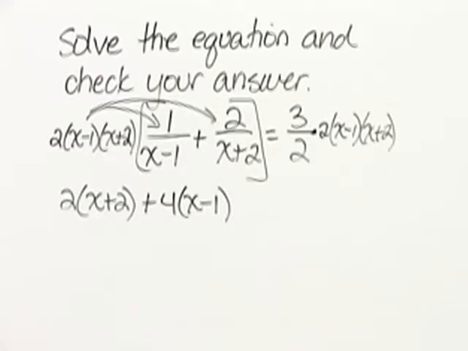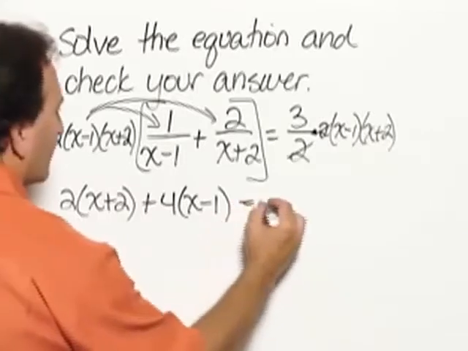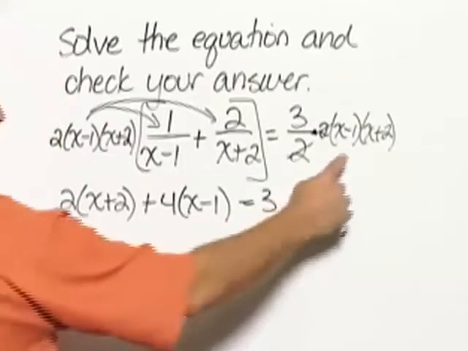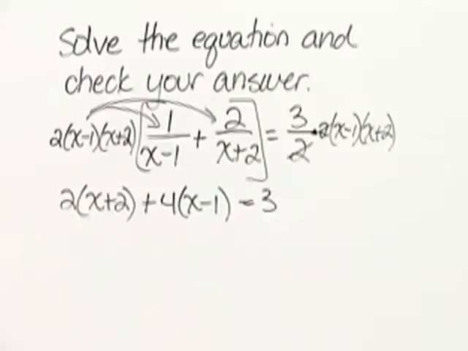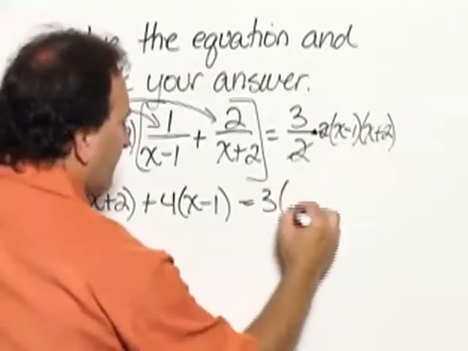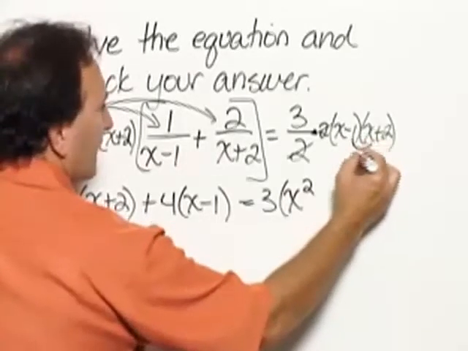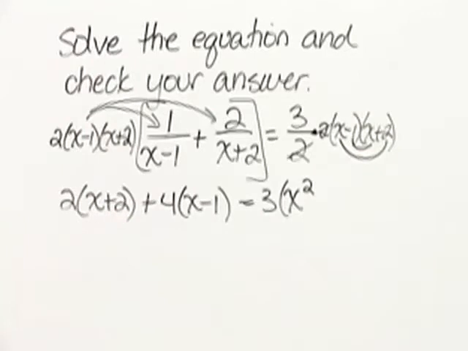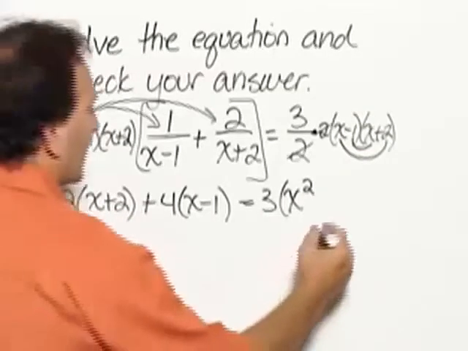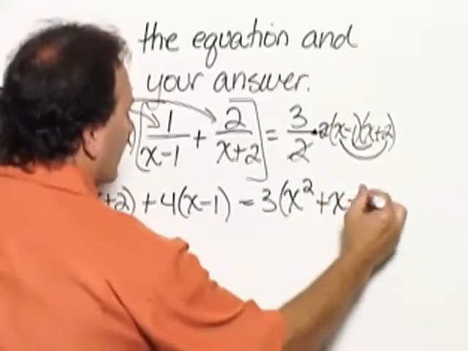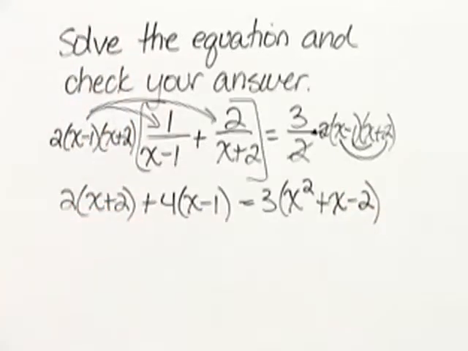Now, on the right-hand side, the 2's cancel immediately, and it leaves us with the 3, and then times x minus 1 times x plus 2. Well, let's multiply out those. We get x squared, and I'm leaving it in parentheses because I need to multiply 3 into the parentheses afterwards. Notice that the inner term is minus 1x, the outer term is plus 2x, minus 1x plus 2x is x, and then negative 1 times 2 is negative 2.